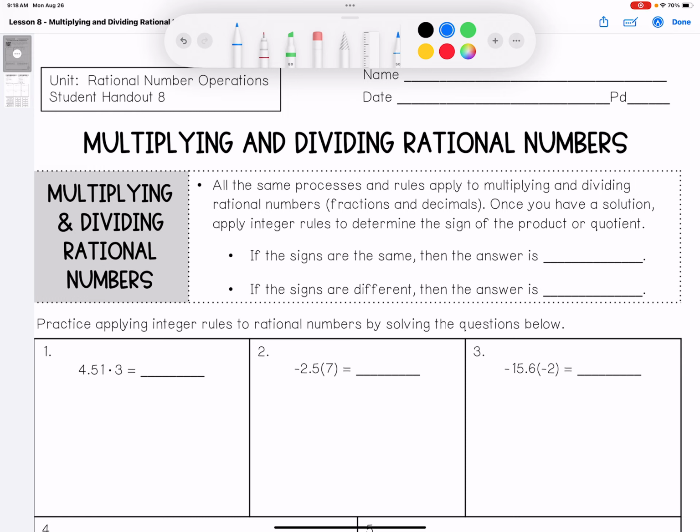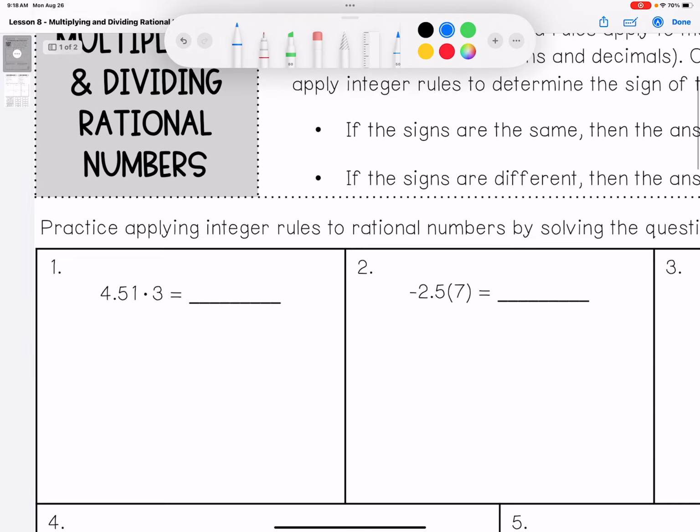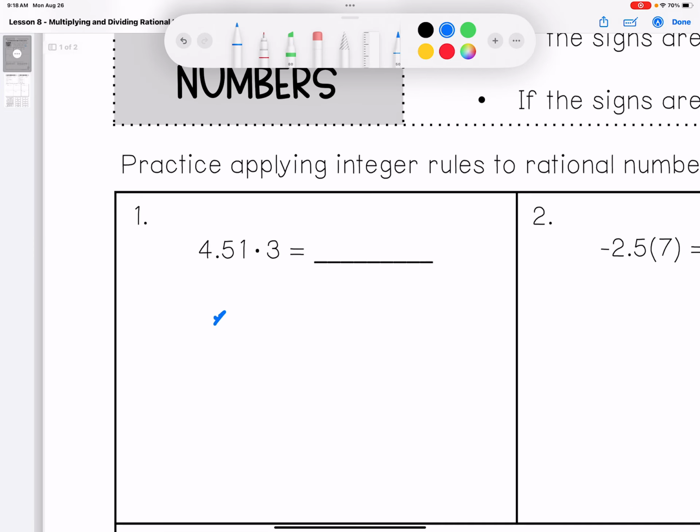If the signs are the same, the answer is positive. And if the signs are different, the answer is negative. Same stuff as yesterday, just a continuation. All right, 4.51. I screwed that up.